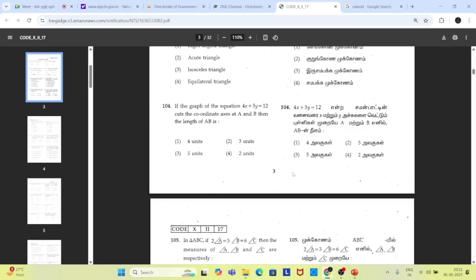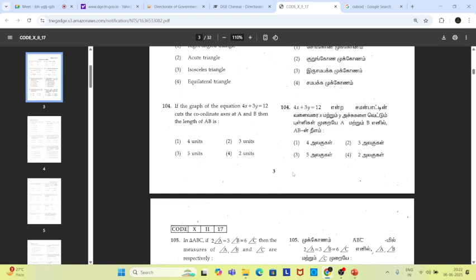104, can we try? Read it once again. If the graph of the equation 4x plus 3y equal to 12 cuts the coordinate axes at A and B, then the length of AB is. So you put x equal to 0, then y will be 12 divided by 3, which is 4. And if you put y equal to 0, then x will be 3. Isn't it? 3, sir.